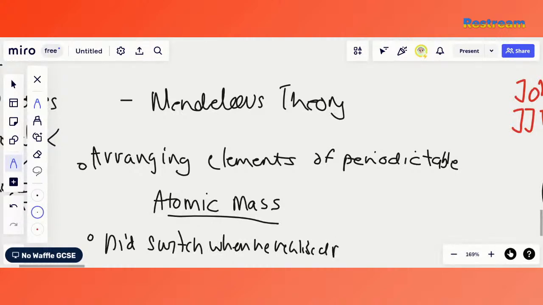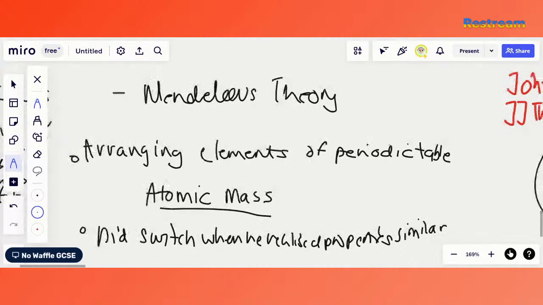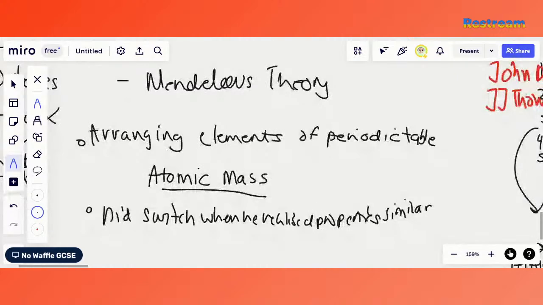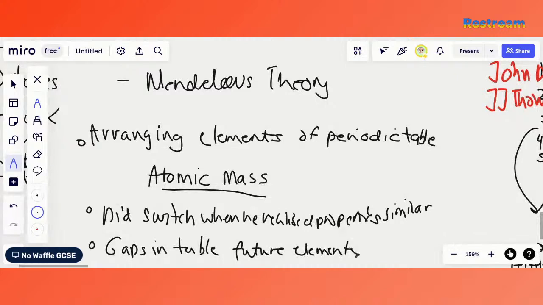So when he realized that when arranging by atomic mass, some signs of groups started to form as there were elements with similar properties, he then switched them to make the groups more defined. He also left gaps in the table for future elements to fit. And the reason why we now agree with Mendeleev's theory is the fact that each of the future elements and each of the predictions from Mendeleev as to where we would put them has perfectly fit.